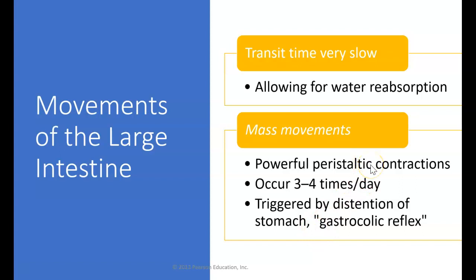There are very strong peristaltic contractions to move the fecal matter through the large intestines. Now, this is different than the small intestine, where those contractions were a lot weaker. It occurs about 3 to 4 times a day, and these powerful contractions are triggered by the distension of the stomach, or what's called the gastrocolic reflex. So basically, the stomach stretching is going to then allow the stimulation of these powerful peristaltic contractions.